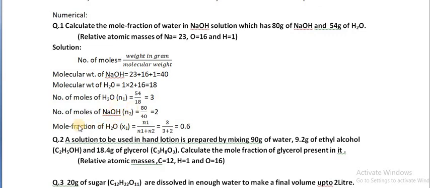Now we need to find the mole fraction of water. The mole fraction of water, x1, will be equal to the number of moles of that component, N1, by N1 plus N2. The N1 value is 3 and this is 3 plus 2, that is 3 by 5, which will come as 0.6. This will be the mole fraction of water. If you need to find the mole fraction of sodium hydroxide, you can find it in a similar way, and its value will come as 0.4, because the addition of 0.6 and that one should come as 1. Or to get the mole fraction of the second component, you can just subtract this 0.6 from 1. There you go.